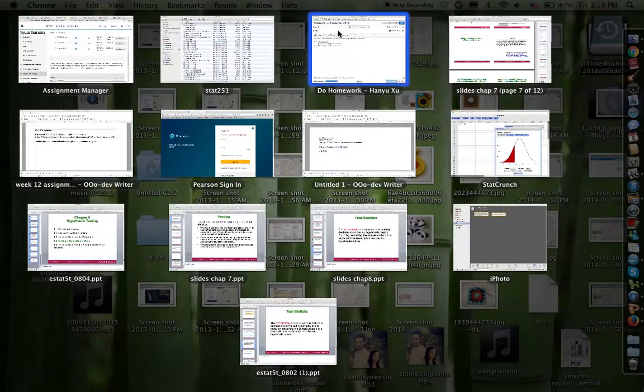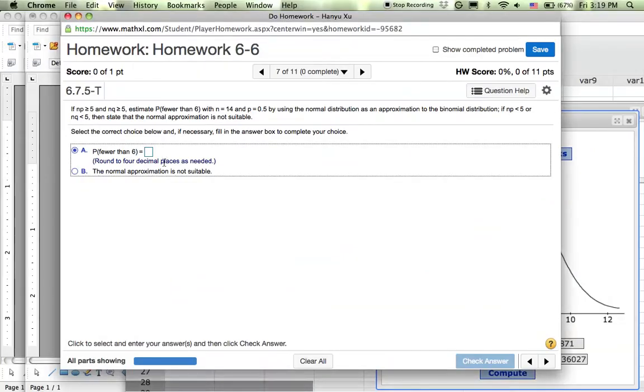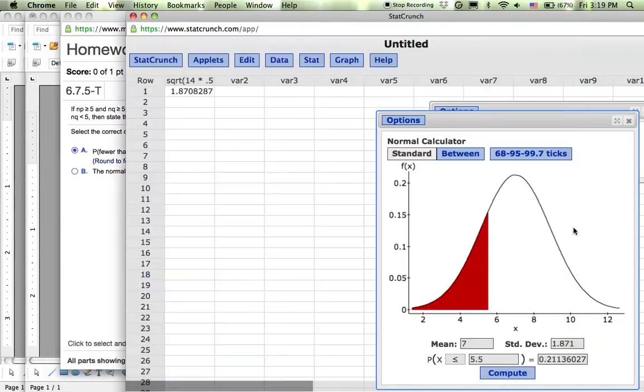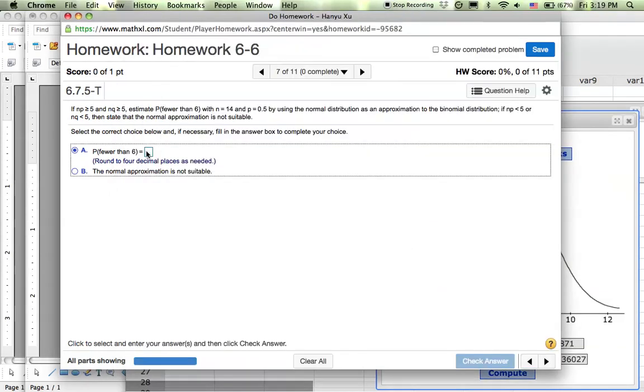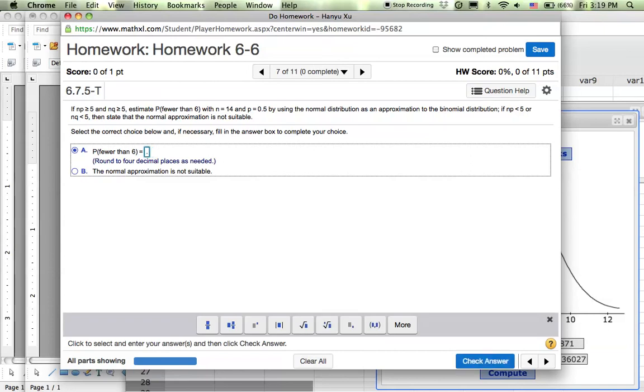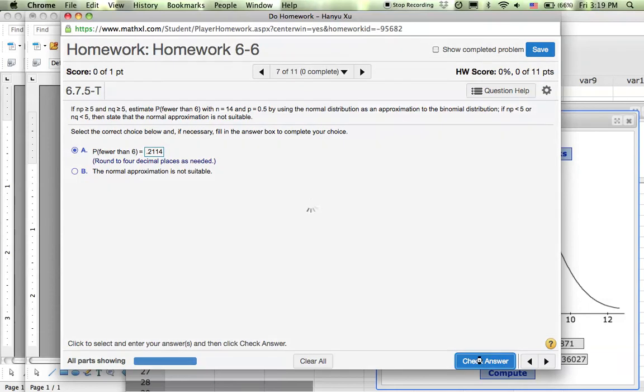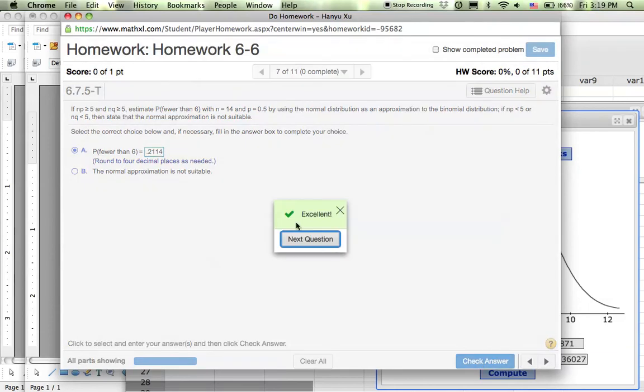0.2114. How many decimal places do they need? 4 decimal places. Okay, let's say 0.2114. Yes, I think this answers that question.